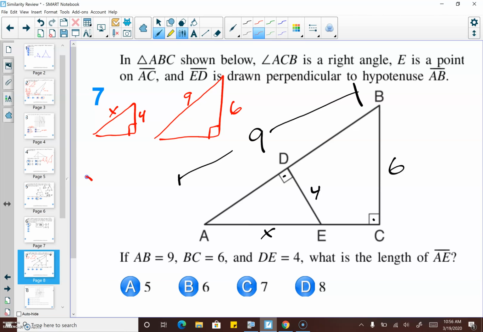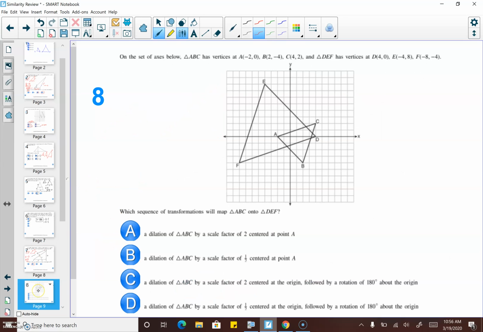Now my triangles are facing the same direction, and I can create a proportion. So X over 4 equals 9 over 6. 6X equals 36. Divide both sides, and I get that X is 6. All right, so again, the key to that question is to make sure that we flip over our triangles so they're facing the same direction.